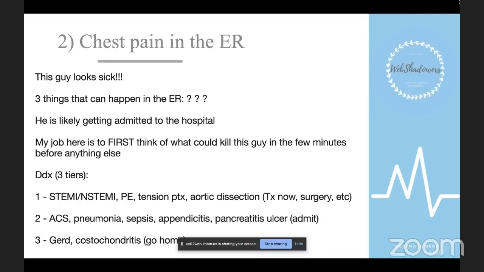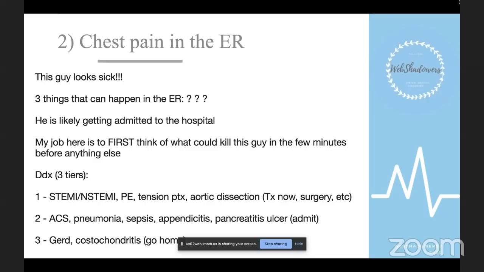So in the ER, your job is to diagnose the patient and stabilize the patient, and we call it dispo. What's their disposition? Again, the 3 dispositions that can happen in the ER are you get admitted to the hospital because you're sick and you need workup or treatment, or you go home because I think you're okay and you're going to follow up with your primary care provider, or you die. So this patient looks sick. He has some suspicious comorbidities that put him at risk for things like heart attack. My first impression is he's getting admitted to the hospital.